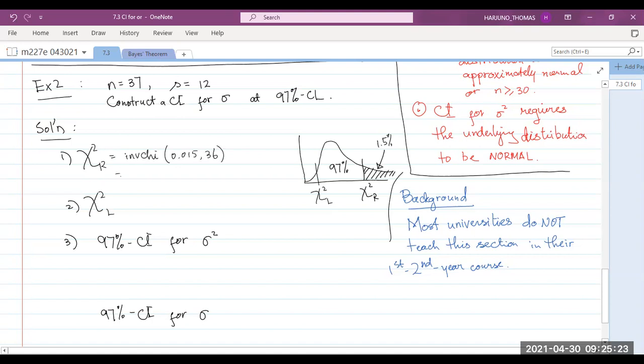Then you use your calculator. Chi-squared left will be inverse chi 0.985. That's 97% plus 1.5%. Degree of freedom 36. Then you get the value from your calculator.